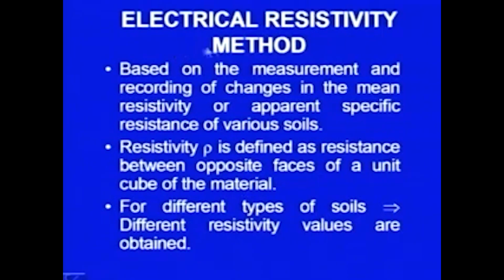Let me start with the electrical resistivity method. As is clear from its name, resistivity, the method is based on the measurement and recording of changes in the mean resistivity of various soils. The resistivity is defined as resistance between opposite faces of a unit cube of the material. The basic philosophy of the test is that for different types of soils, different resistivity values are obtained, and these resistivity values are then correlated with the soil properties and soil types.